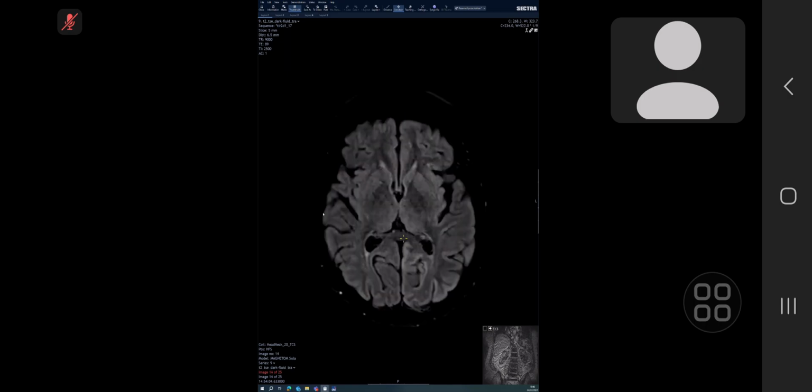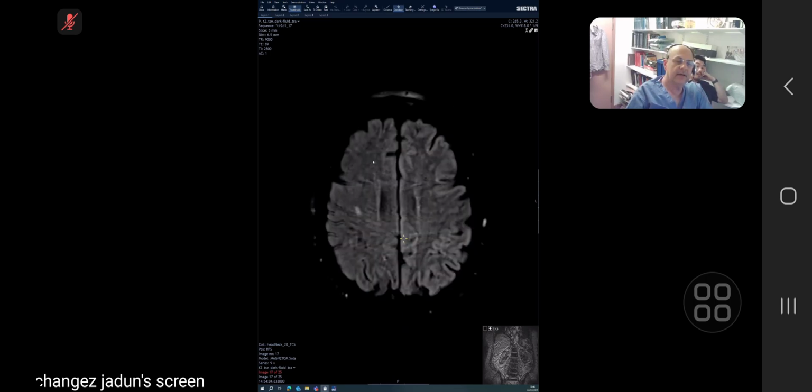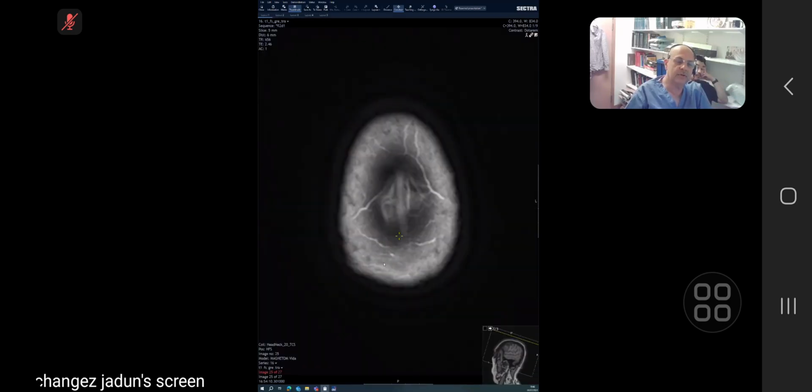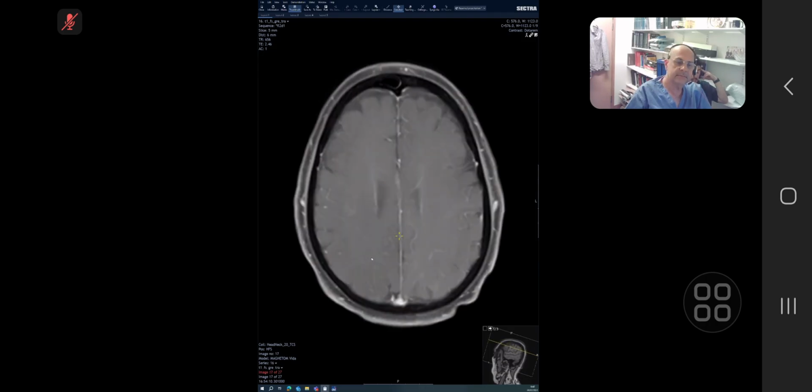Okay, so let me sum this up. You can see some altered signal in the frontal lobe of the patient on the right side. You can see a suspected old infarct in the right deep white matter, and that's what your description was. And what about post-contrast? Do you see anything in the post-contrast?